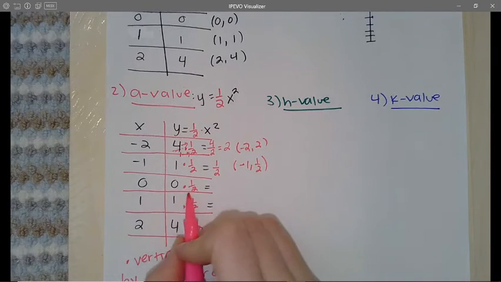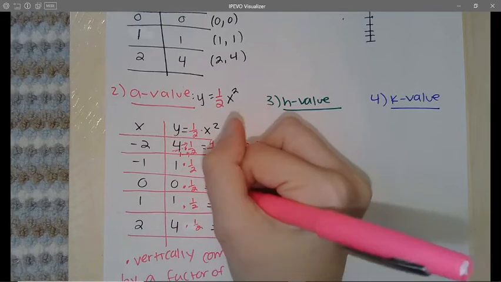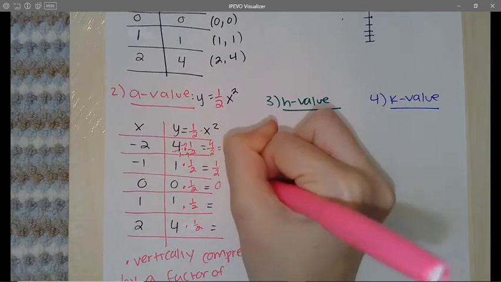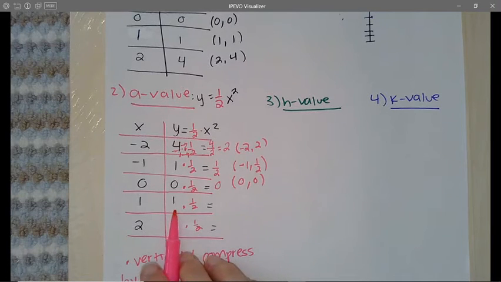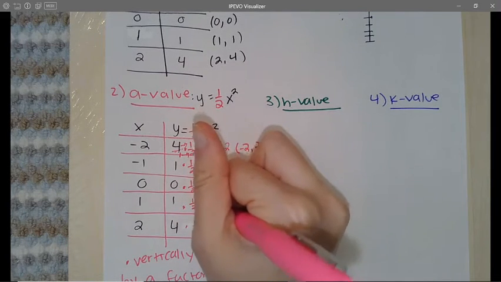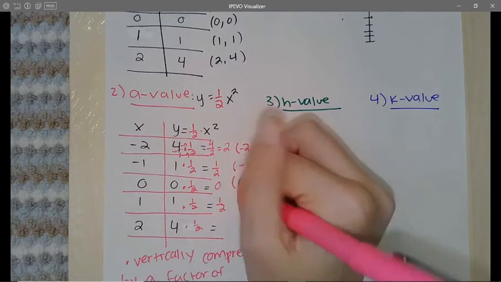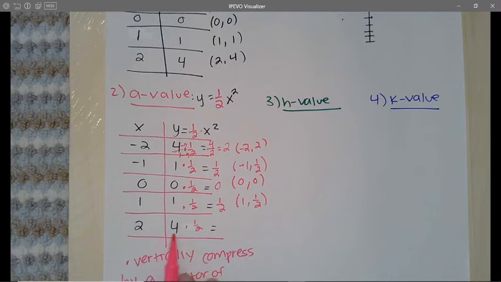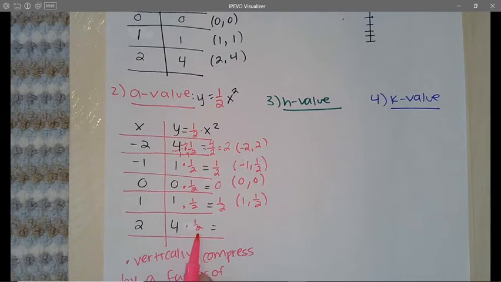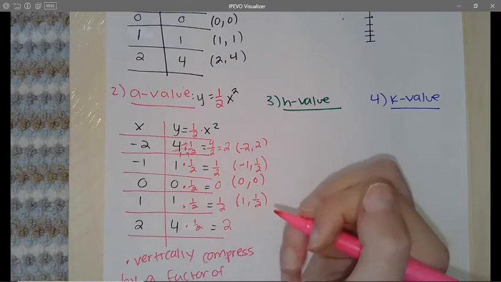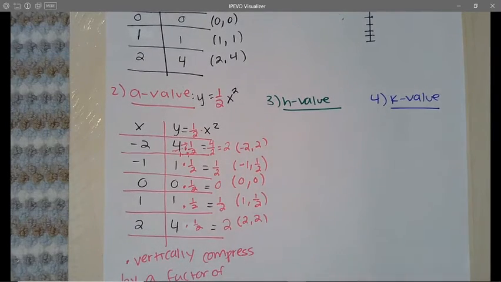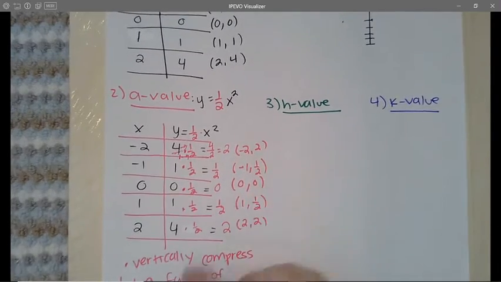Alright, my next point, 0 times 1/2, well 0 times anything is 0. So my next point is at 0, 0. Then my next one, 1 times anything is itself, so 1 times 1/2 is 1/2. So my next point is 1, 1/2. Okay, and then 4 times 1/2, or 4 divided by 2, is simply 2. So my next point is 2, 2. Get it? 2, 2. Board slapper.